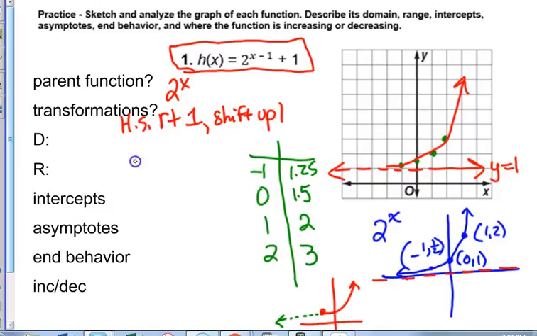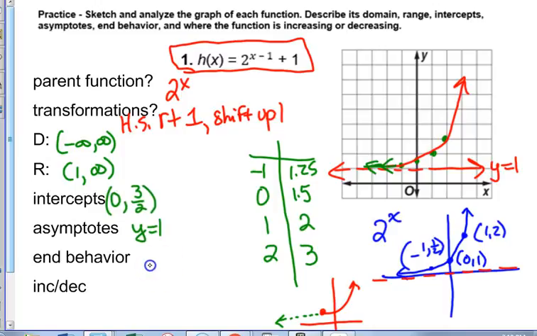All right, what are we missing over here? We should draw this going this way, but domain, anybody? Left to right? Okay, range, bottom to top. Good call. The intercepts, it only crossed the y, and that was at 0 and 3/2, or 1.5. The asymptote we already said was y equals 1.